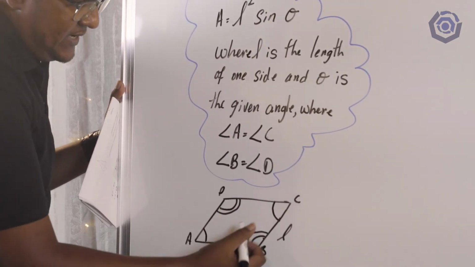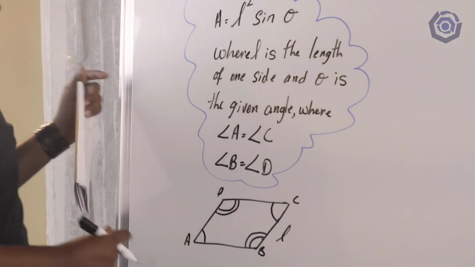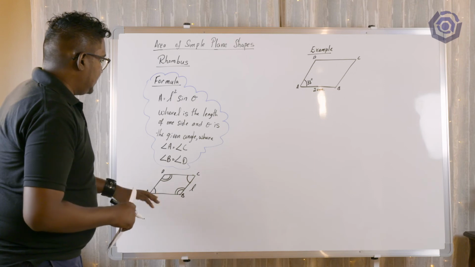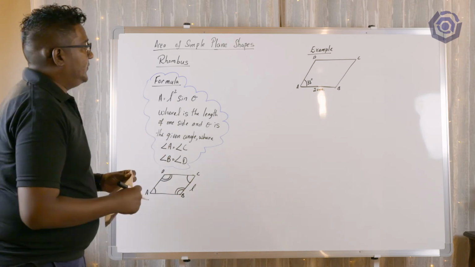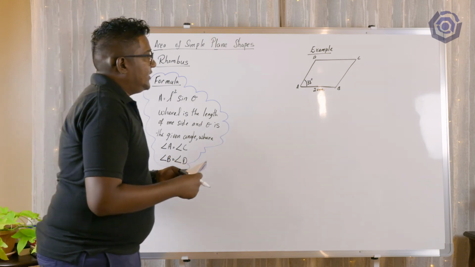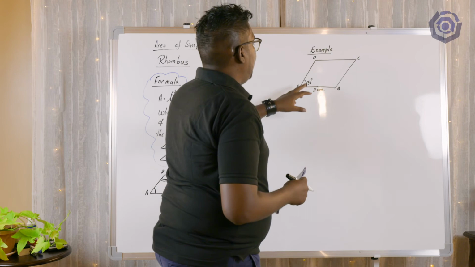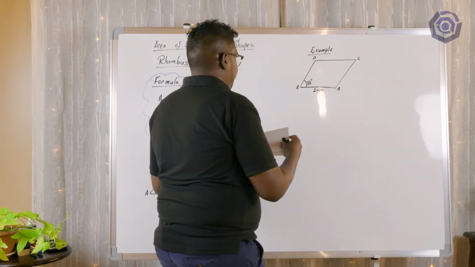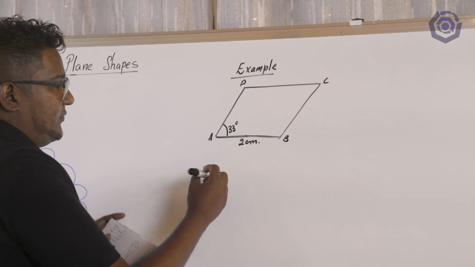So that's why you have one line denoting these two and double lines denoting the other two equal angles. So it's not just any angle. The angles usually come in pairs, the opposite angles are equal. Now you have an example here in which one side is given and you have an angle given as well. Now let's use the formula and try to solve this.